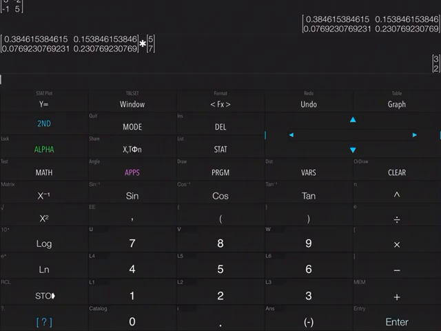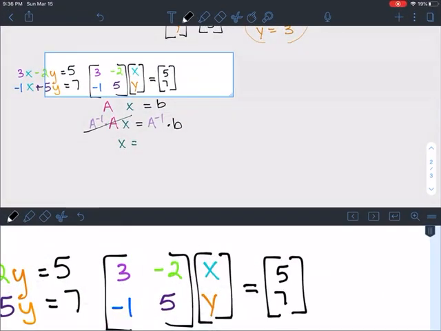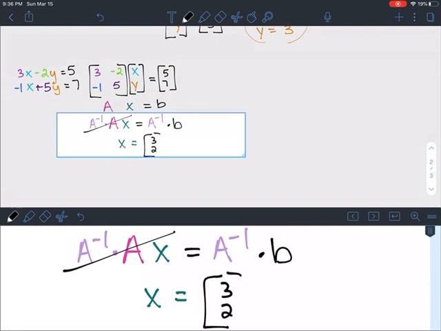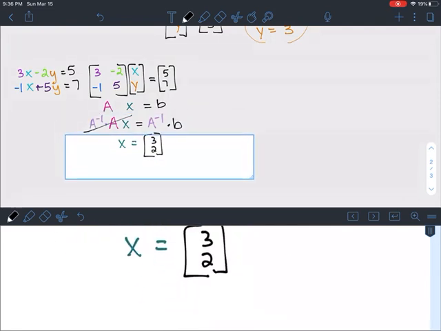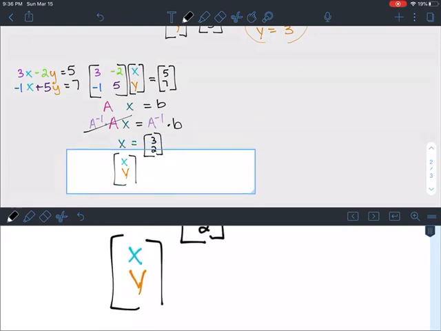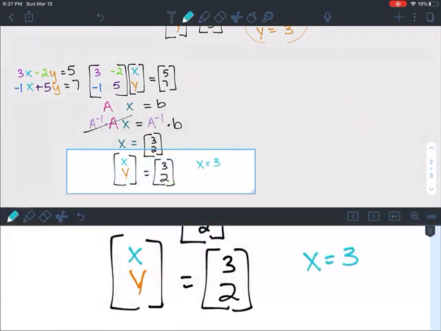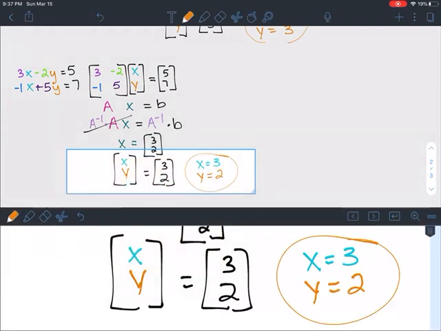So here, if you look on the right side of my screen, we get 3, 2. So when I did this step, I ended up getting the matrix 3, 2. Let's go back and remember what that X represents. Well, that's the matrix that has X and Y in it. So I just figured out what my X and Y variables were. X equals 3, Y equals 2.